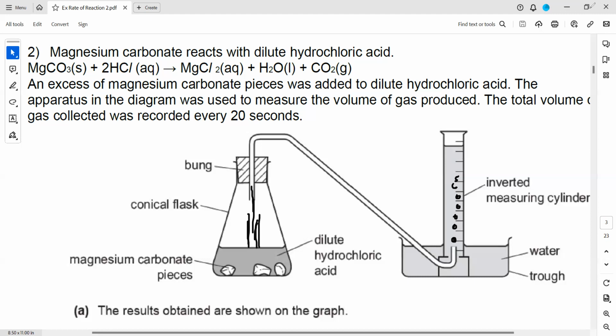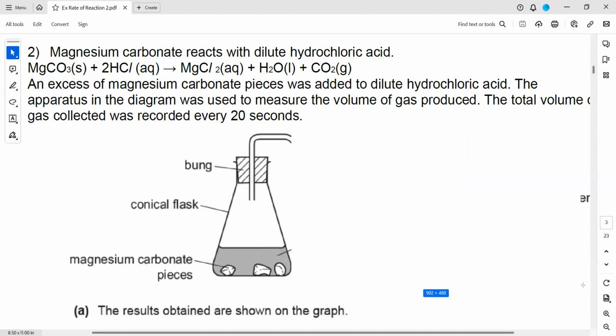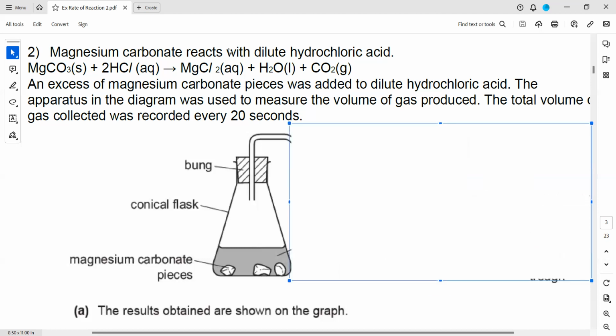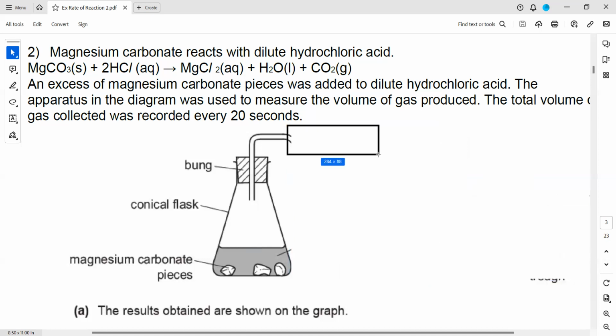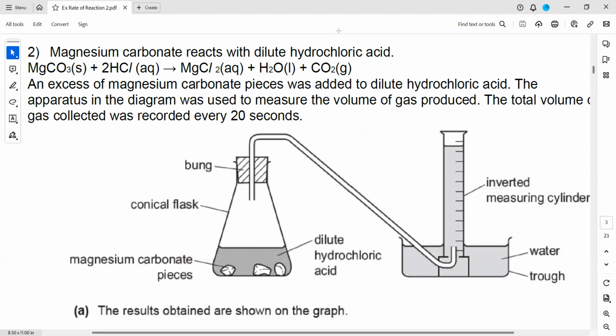How do we use a gas syringe? We simply connect a gas syringe in this part, and that will give us the volume of the gas. But collecting over water is appropriate for identifying whether the reaction has completed or not. But again, if a gas is soluble, then it won't be effective.